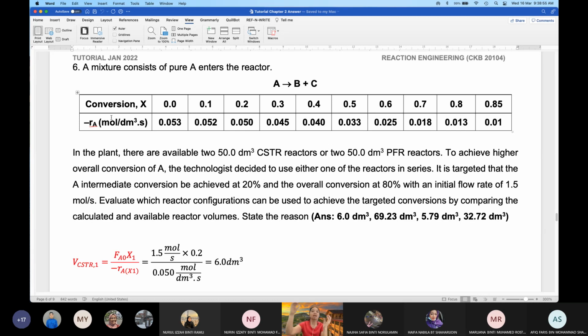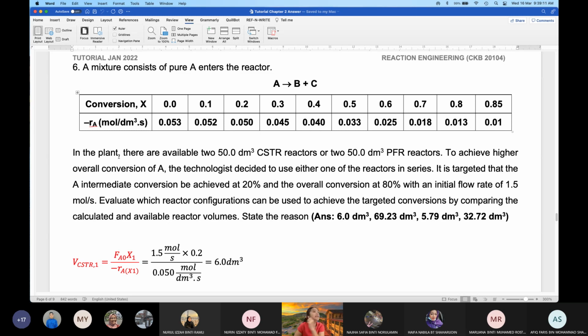Meaning, if I have X, I give you the minus RA. So we use this table to calculate. So in chapter 3 that you learned last Monday, we do not know the minus RA. That is why it is like reverse engineering. We have to calculate minus RA for that case, right?